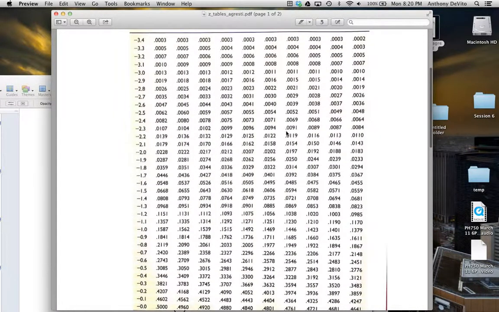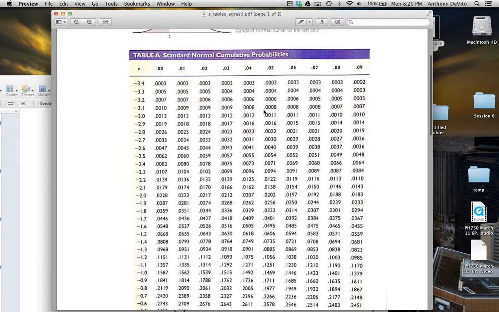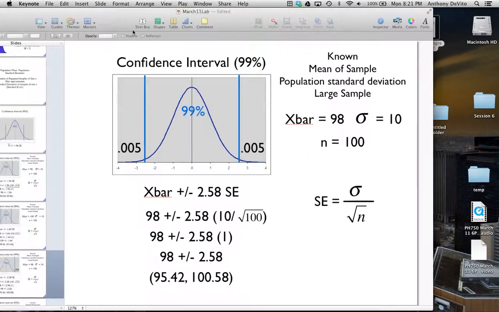Here it is, still handy. And this time we want this area to be 0.005, 0.5%. Okay, let's see where we are. Here we go. This is pretty close. 0.0049, and that value is negative 2.58. So if I go back here, I'm going to use the value plus or minus 2.58 times the standard error.